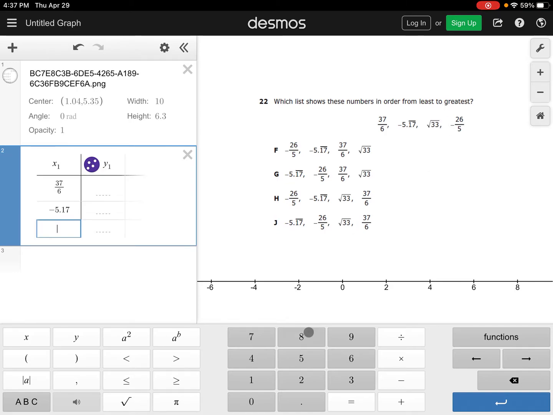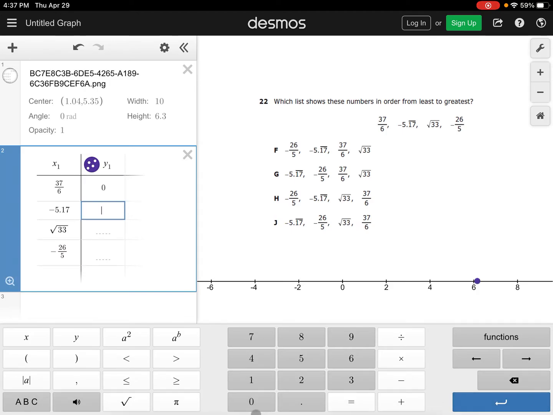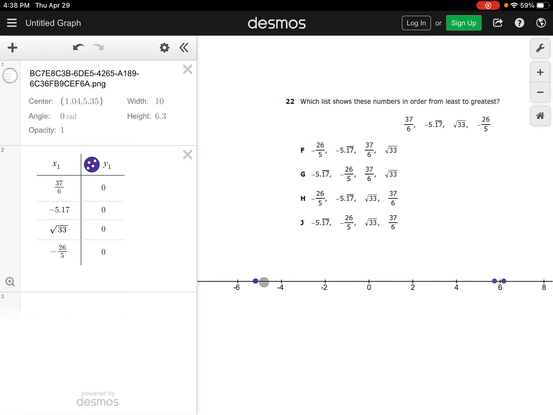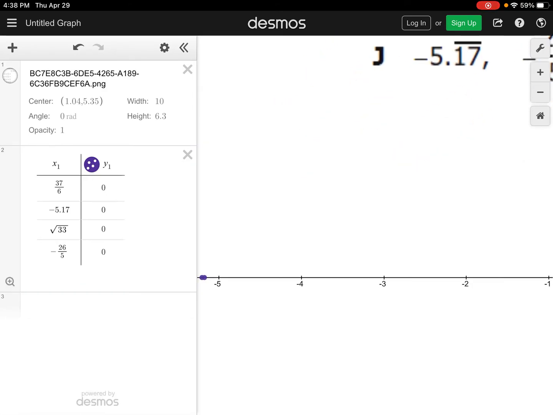The next number is square root of 33, so I type in square root of 33. The last number is negative 26 over 5. So I've got my 4 numbers in. Now all I need to do is put in zeros in the y values, and it goes ahead and plots all my points. So now what I can do is zoom in.